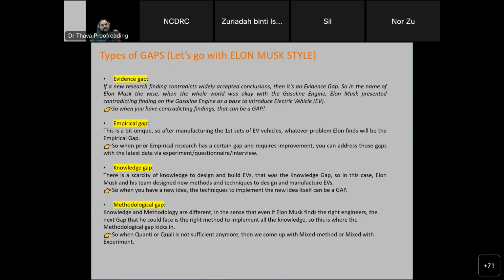Only with examples will you be able to. So I'm giving you an example of a very well-known problem solver, Elon Musk. This guy is known for realizing a problem, solving it, and making $1 billion out of it. He's the greatest at that, brilliant. So let's go with the Elon Musk style on how he looks at these gaps. First, the evidence gap. An evidence gap means that if a new research finding contradicts widely accepted conclusions, then it's an evidence gap.